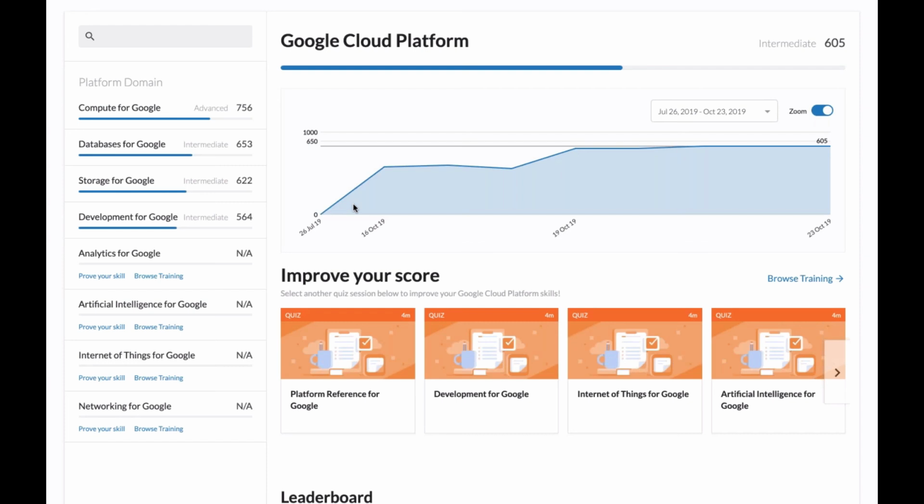Perfect. I think we just have time for one last question. Does my score improve if I watch a course? Oh, great question. No, just to make this very clear, your score will improve only when you do quizzes, exams, or labs. It doesn't improve by doing courses, learning paths, resources, or anything else. Just quizzes, exams, and labs.